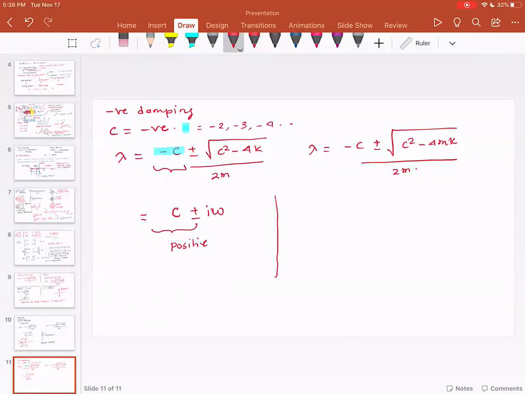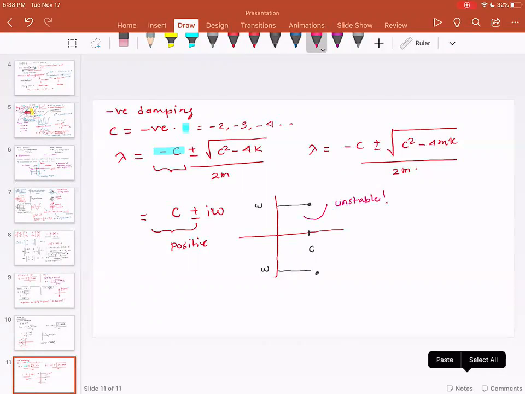Now what that means is your system is going to be somewhere over here. This is omega. And that means the system will be unstable. So if you look at the system behavior, this is how it's going to look like.